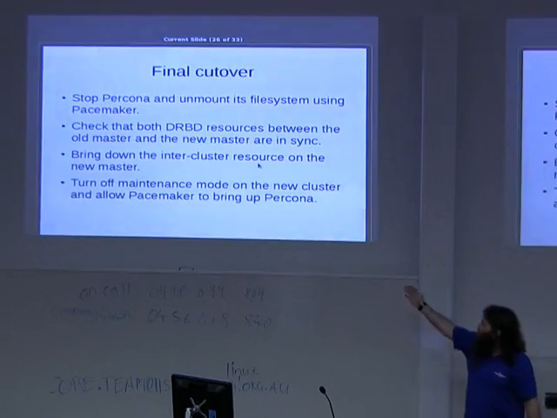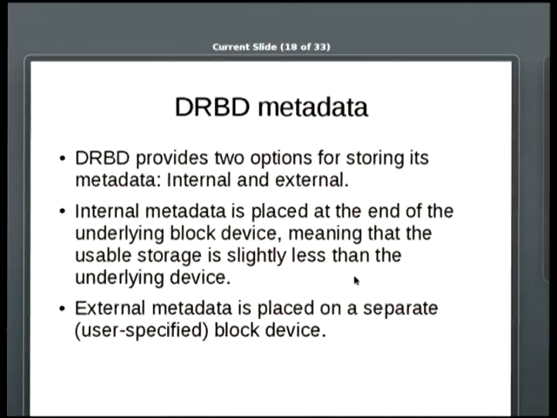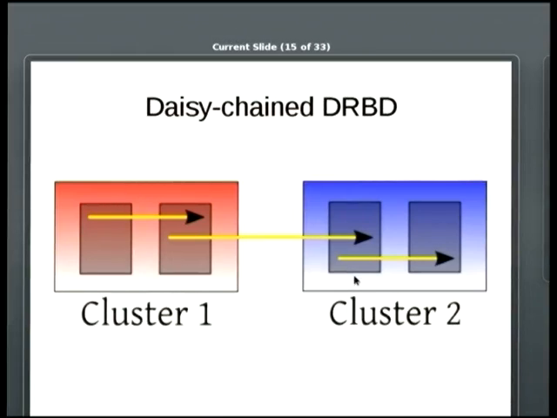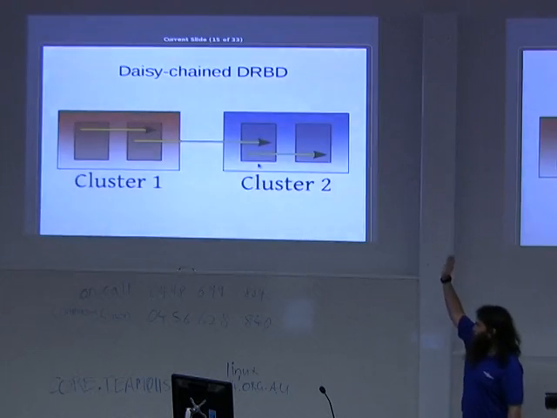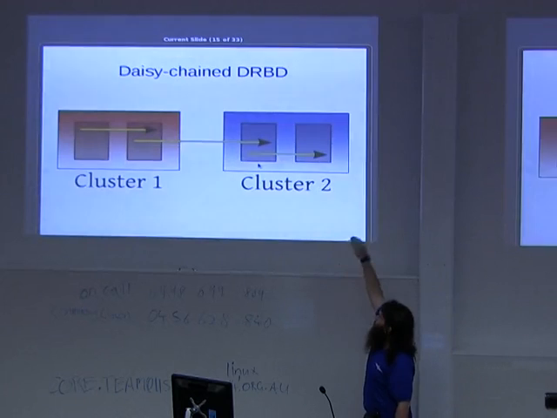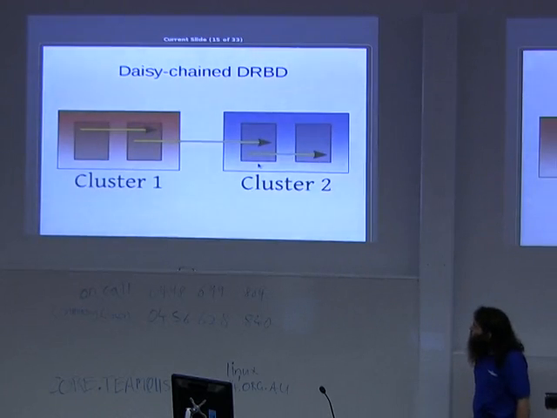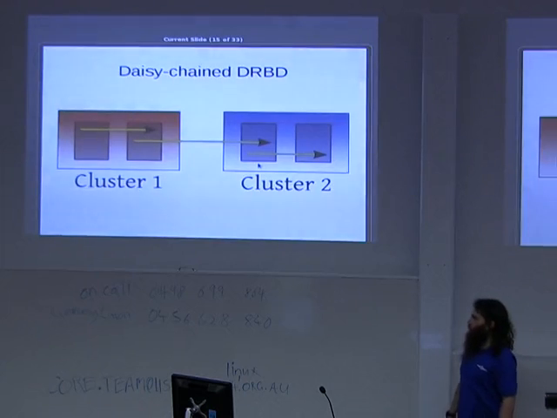So you bring down the intercluster resource on the new master. To go back to where I had the nice diagram, in order to be able to start Percona on cluster 2, you need to not have that DRBD link on top of it. You don't need to stop it on cluster 1, because cluster 1 is just going to realize the connection's gone and wait for it to come back, and it'll never come back, but we don't care once we've moved to cluster 2.